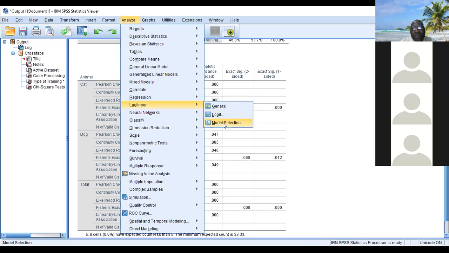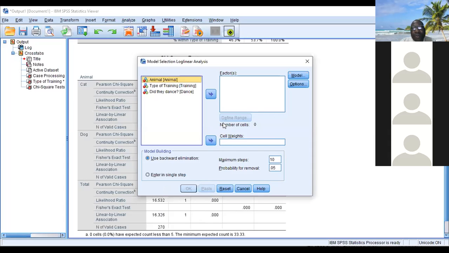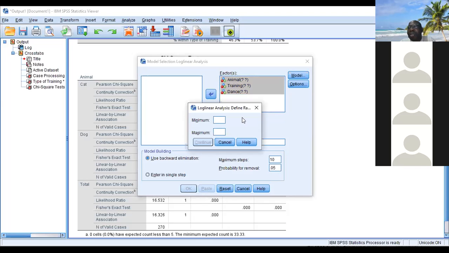So the factors, all of them are factors. Move all of them in. You see that it put a question mark in front of each of them, because we have to define how they are coded. Click on Define Range. Minimum is 0. The way we coded is 0 and 1, so maximum is 1.